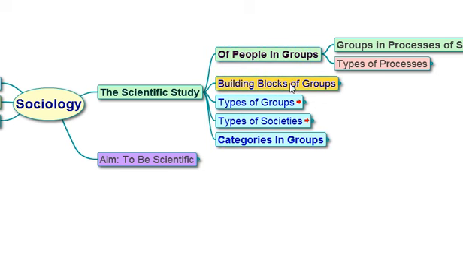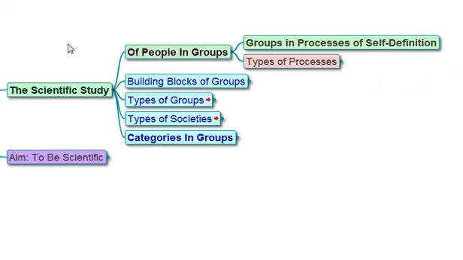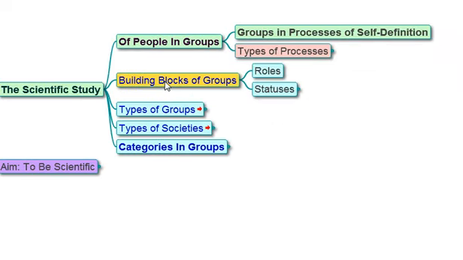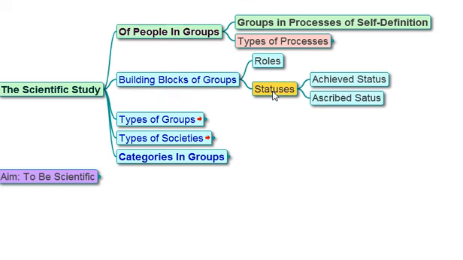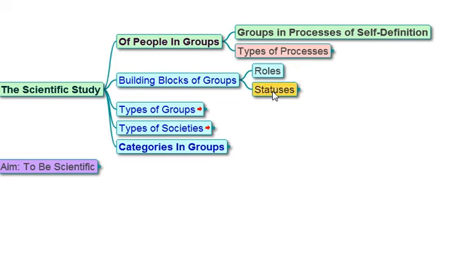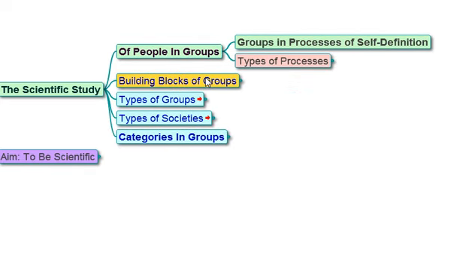And you'll notice that, for example, this one, it says building blocks of groups, expands to roles and statuses, which are two of the main building blocks of the groups that sociology studies at the ground level. And under statuses, you have achieved and ascribed status. Shows you the kind of logical relationships between these concepts.